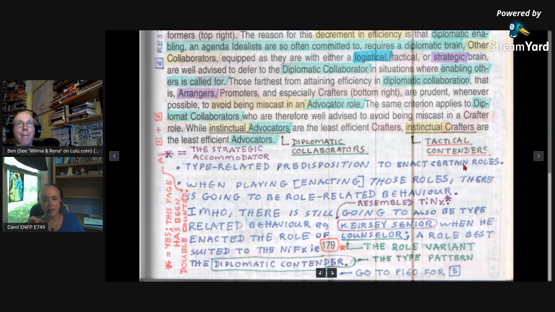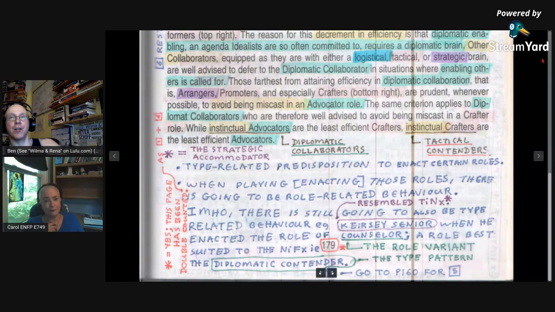Or, to put it in plain words, diplomatic collaborators are the least efficient in the crafter role. Tactical contenders are the least efficient in the advocator role. And based on eight function theory and on temperament, I can see how there's some sense there.